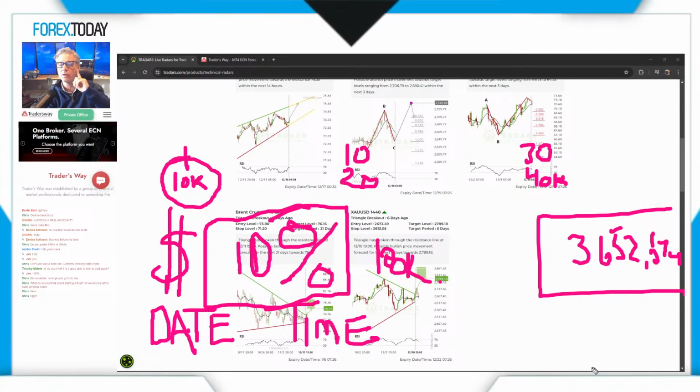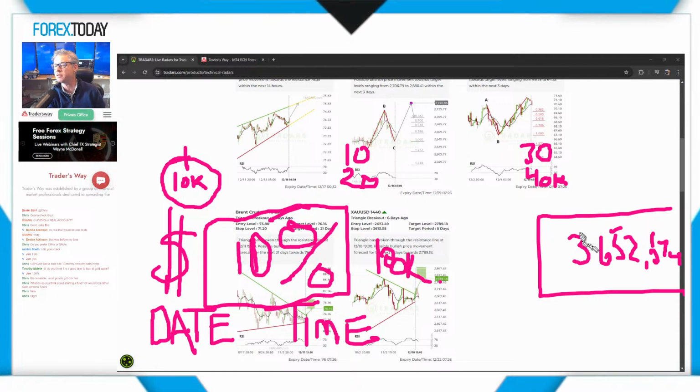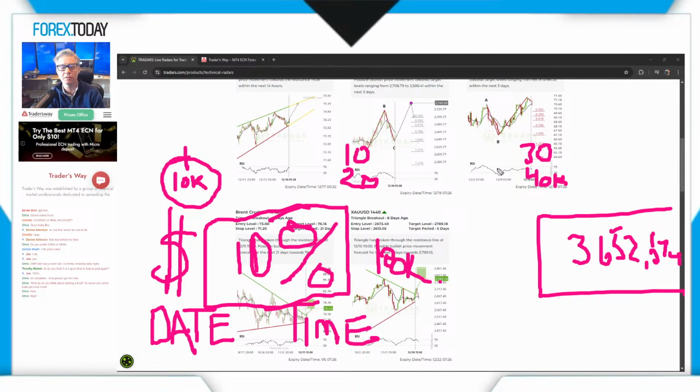What happens when Chris is too old to work and Chris's account compounding for 30 years gets to $3,652,574.26? Then we move from the compounding phase into the income phase. So what does that mean?